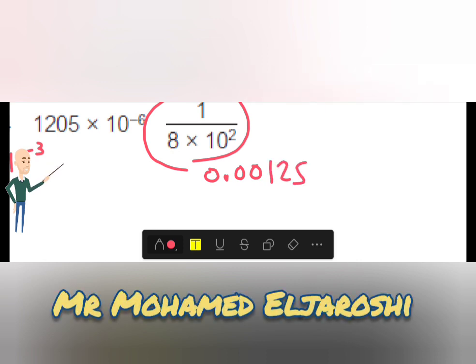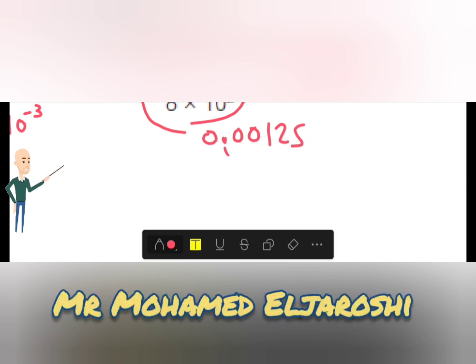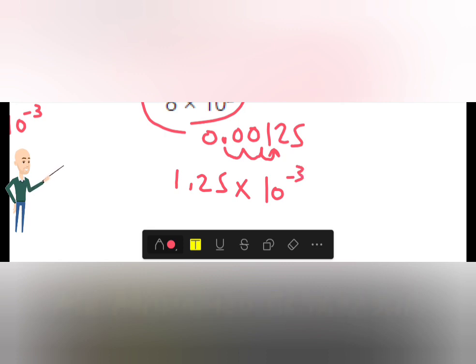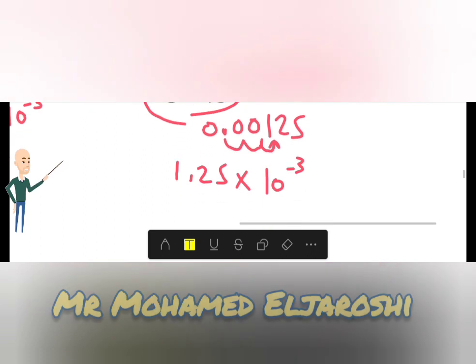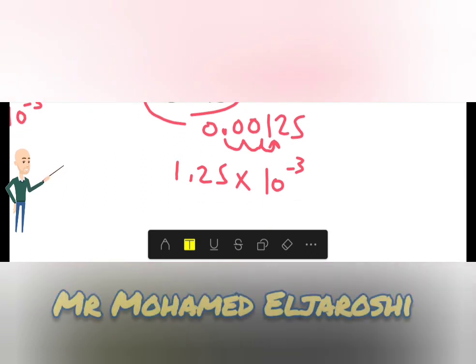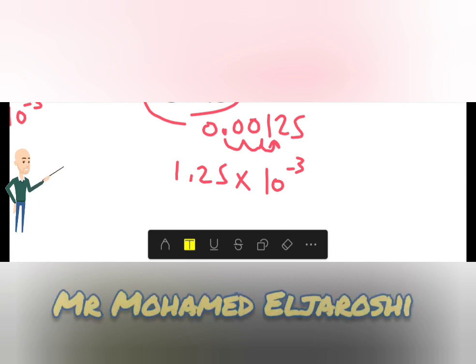0.00125. Now I'm going to turn it into standard form. So I'm going to move the decimal point 1, 2, 3. So it's going to be 1.25 times 10 to the power of negative 3, because I moved it 1, 2, 3 times. So it's negative because it's going to the negative side.